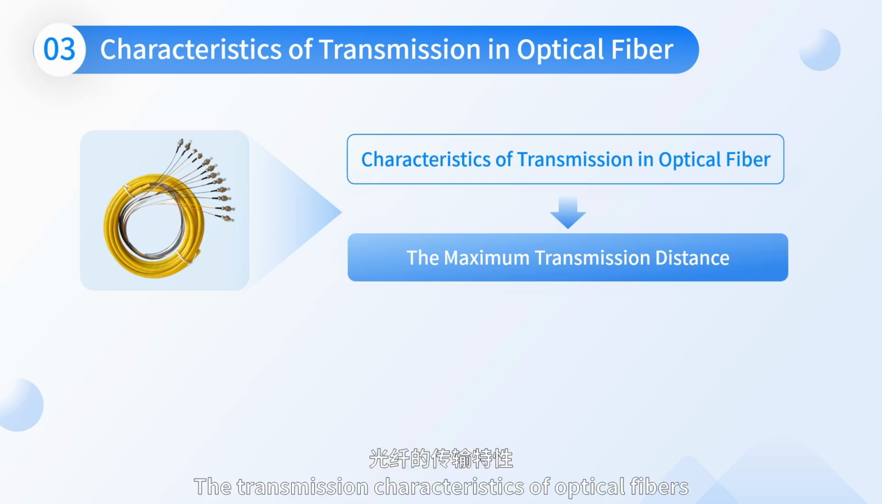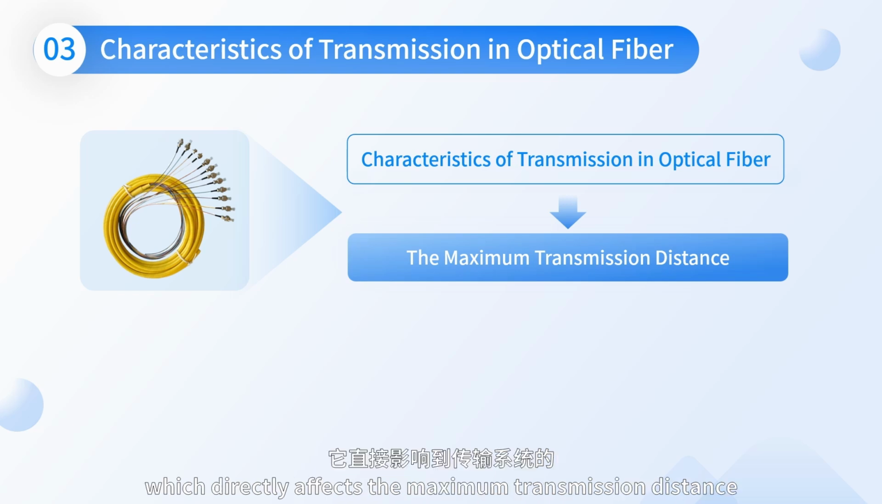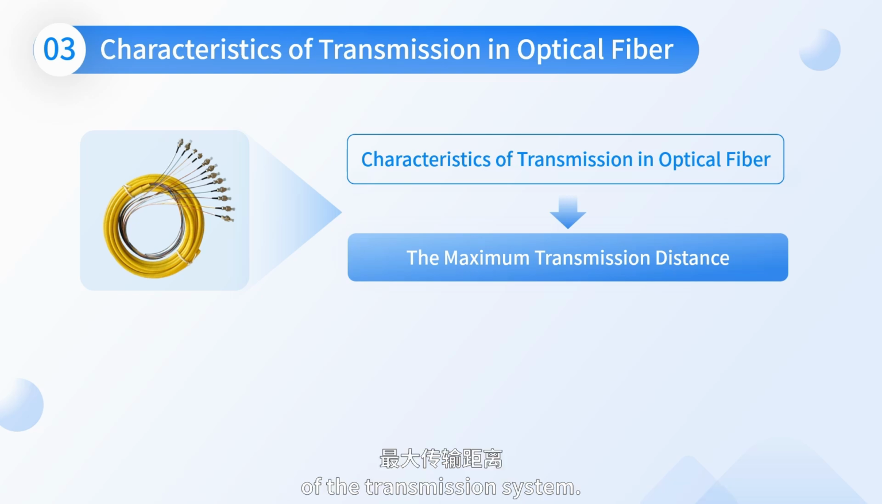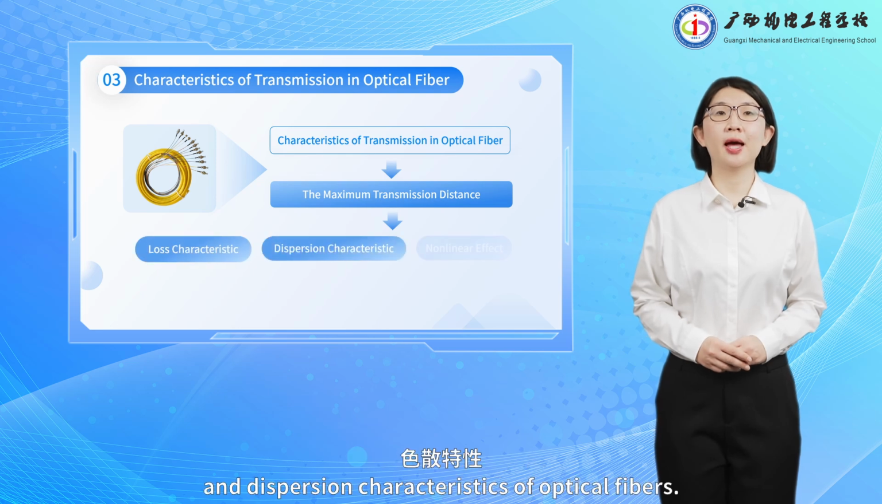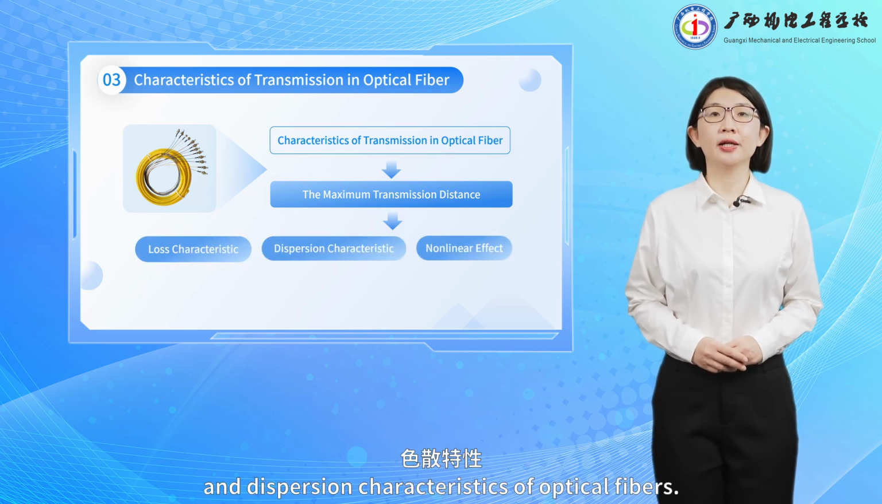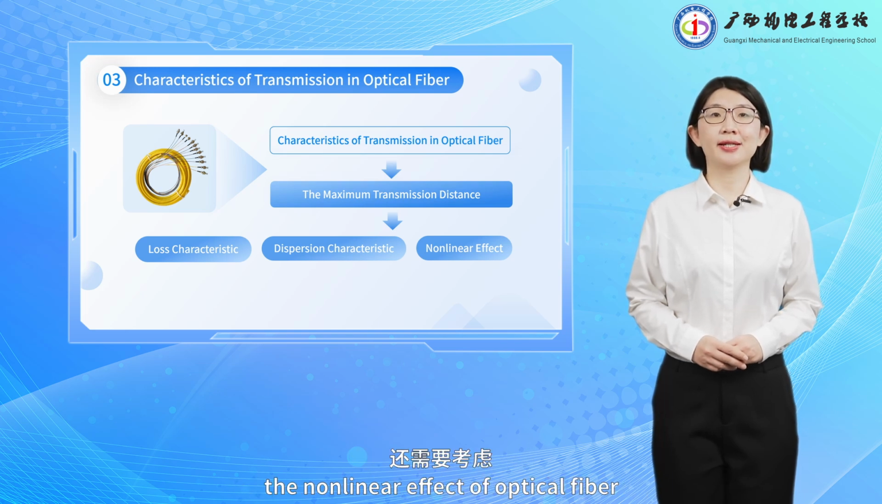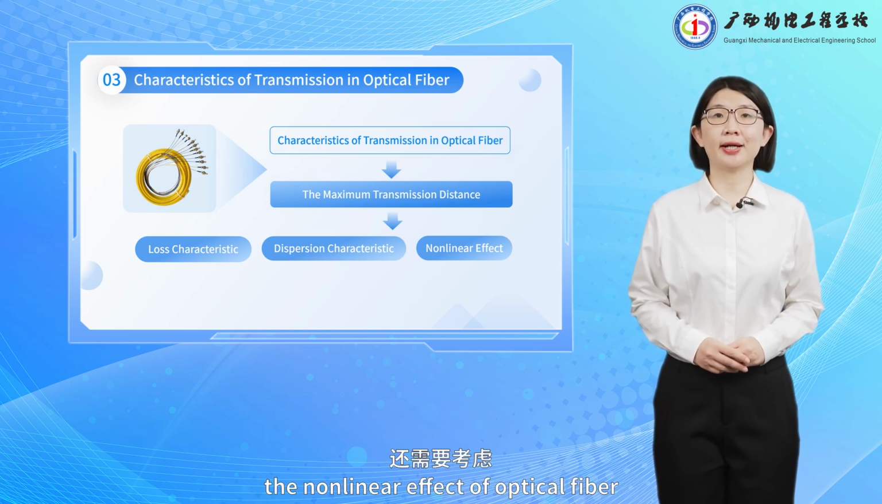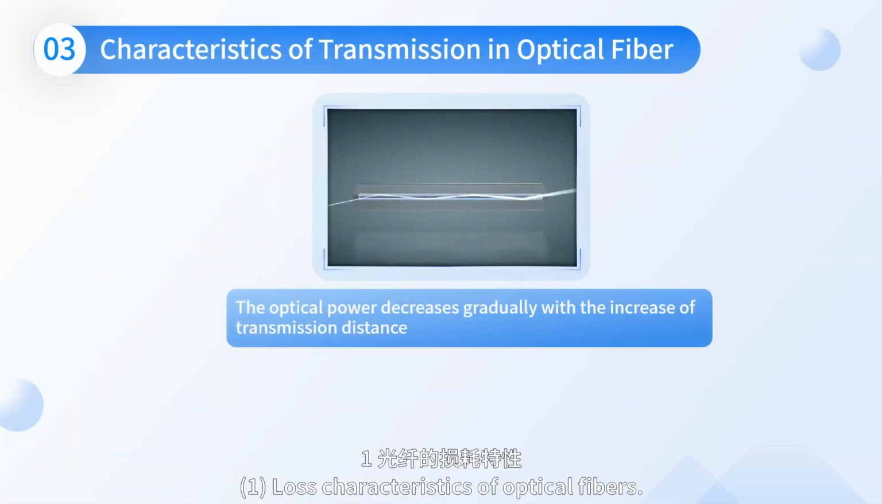The transmission characteristics of optical fibers is crucial in optical fiber communication system, which directly affects the maximum transmission distance of the transmission system. It includes the loss and dispersion characteristics of optical fibers. When transmitting high-intensity power, the nonlinear effect of optical fiber needs to be considered. 1. Loss characteristics of optical fibers.